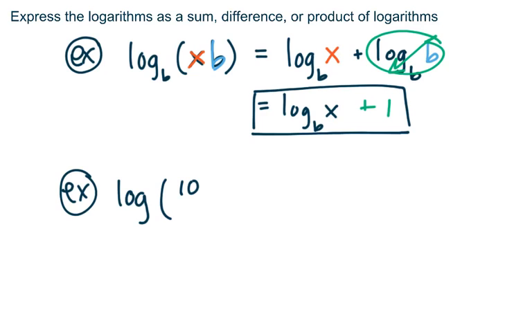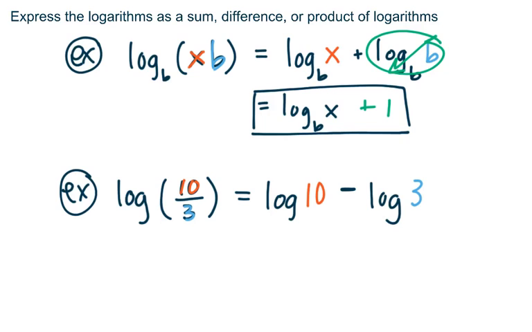Log of 10 over 3. So in this case, we have the logarithm of a quotient, a division. We have a 10 in the numerator and a 3 in the denominator. So I can separate this and write it as log of 10, and because it's a quotient, we use a minus symbol. So that would be log of 10 minus log of 3.